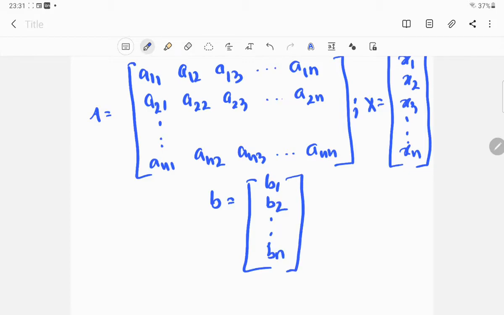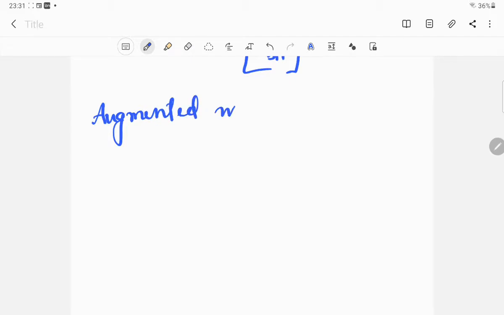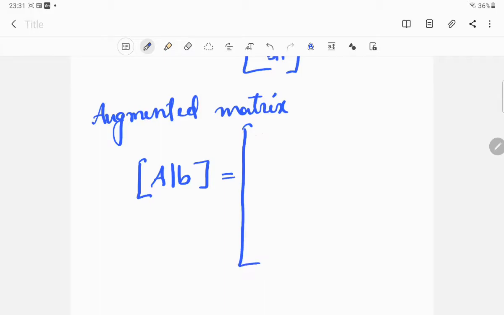Now there is a matrix called the augmented matrix, which is of real use here. What is that augmented matrix? It is usually written like this. So you can understand what I am talking about.